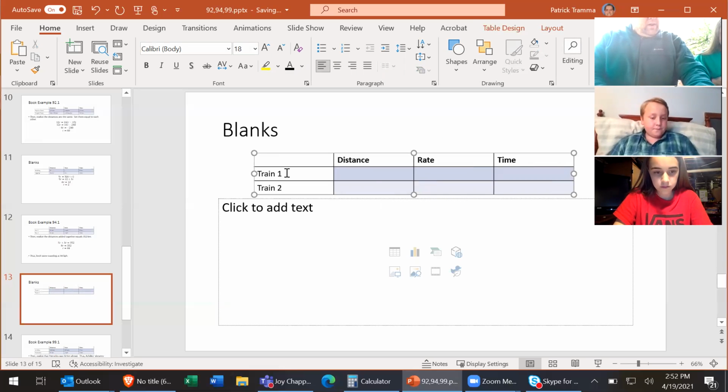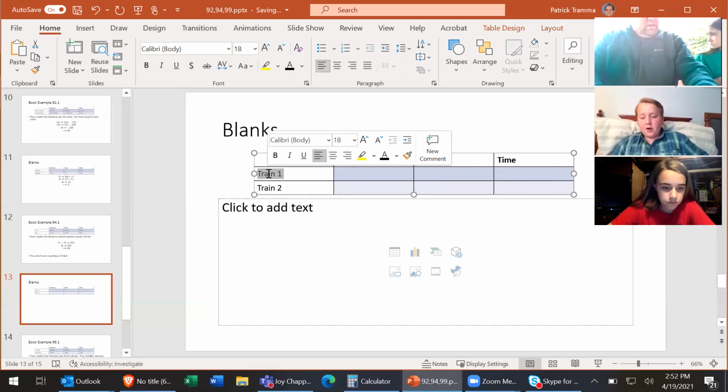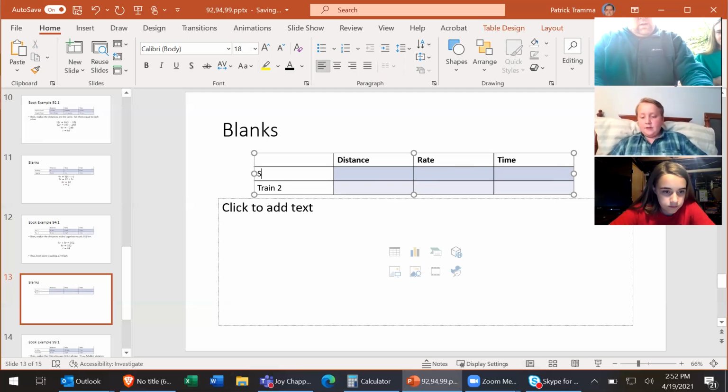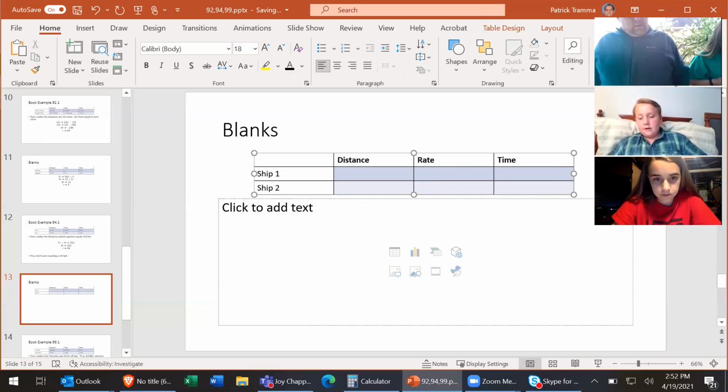94.3, page 393. The ships were 400 miles apart at midnight and were headed directly towards each other. If they collided at 8 a.m., find the speed of both the ships if one was 20 miles per hour faster than the other. So, how would I fill out the table?